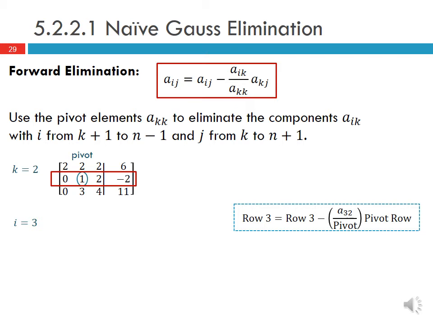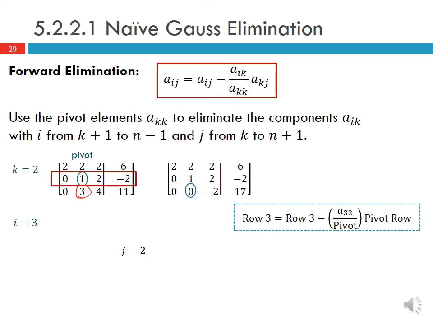So we only need to eliminate the things below our pivot row. Basically, we want to take row 3 equal to row 3 minus A32 over the pivot element times the pivot row. We're going to try and get rid of A32, which is this value here. We end up with this matrix, and you can see that we've gotten rid of the coefficient A32, which is now 0.